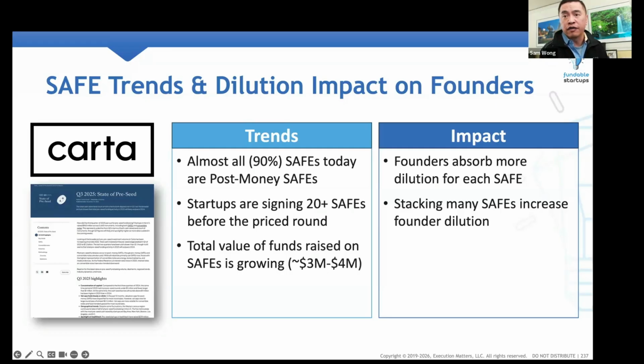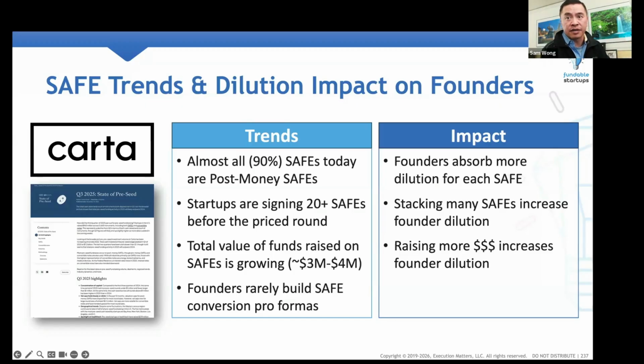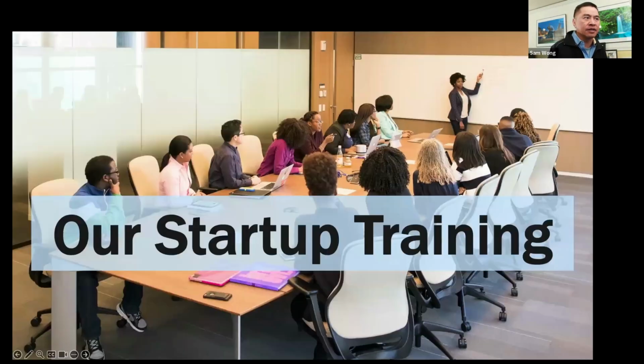The total value of funds being raised on safes is growing. It used to be that anything over a $2 million raise was usually a priced round. Now $3 and $4 million raises are still being done on safes before a priced round is done, which increases your founder dilution again. In the past, founders rarely had to build pro formas to see the safe dilution, because if you just do one or two or three safes, maybe it's not that big of a deal. But once you're stacking 10, 20 safes on top, you really need to build that pro forma calculation to avoid being surprised when the priced round happens.